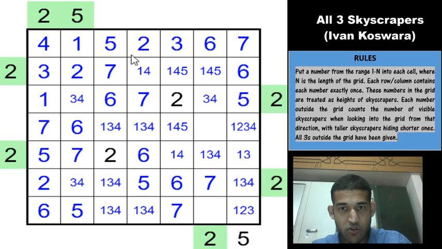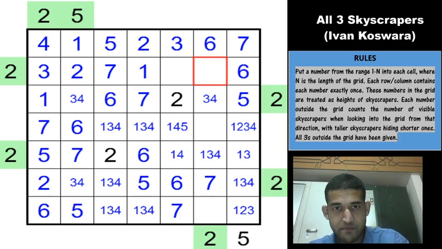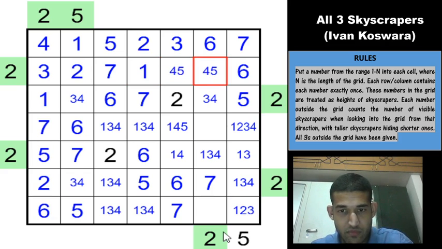So you have a 2 here, right? If you have a 4 here, from column 4 from top to bottom you will see 3 buildings. So this is not a 4, so this is a 1, which means you have a 4-5 pair here. This will be a 4-5. So you can remove the 1 from here. This is 3-4 and this is 3-4.